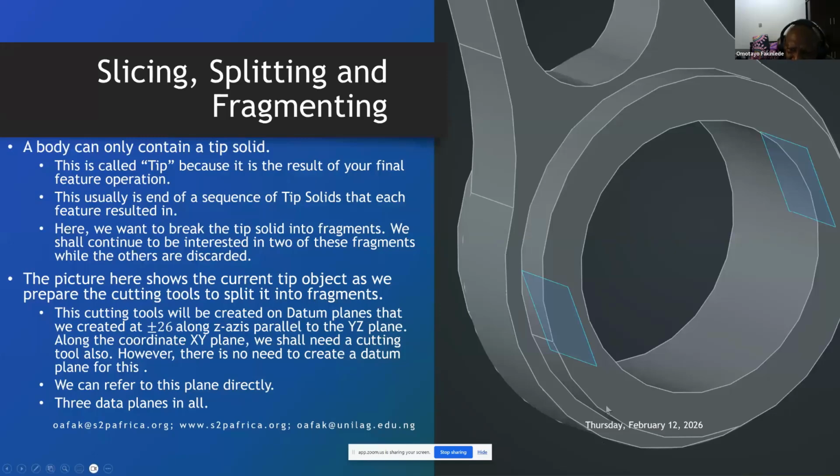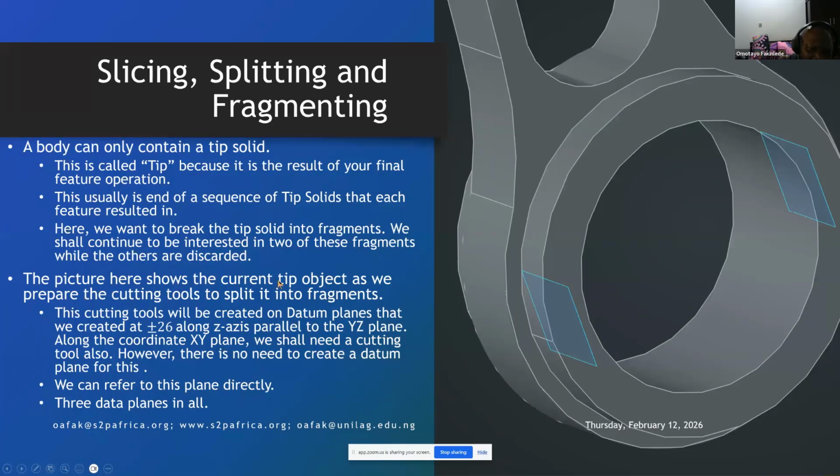Another method is to create a kind of option for slicing, splitting, and fragmenting. A body can only contain a tip solid. It is called tip because it is the result of your final feature operation. This usually is the end of a sequence of tip solids that each feature resulted in. Here, we want to break the tip into solid fragments. We want to create solid fragments. We shall continue to be interested in two of these fragments while the others are to be discarded.